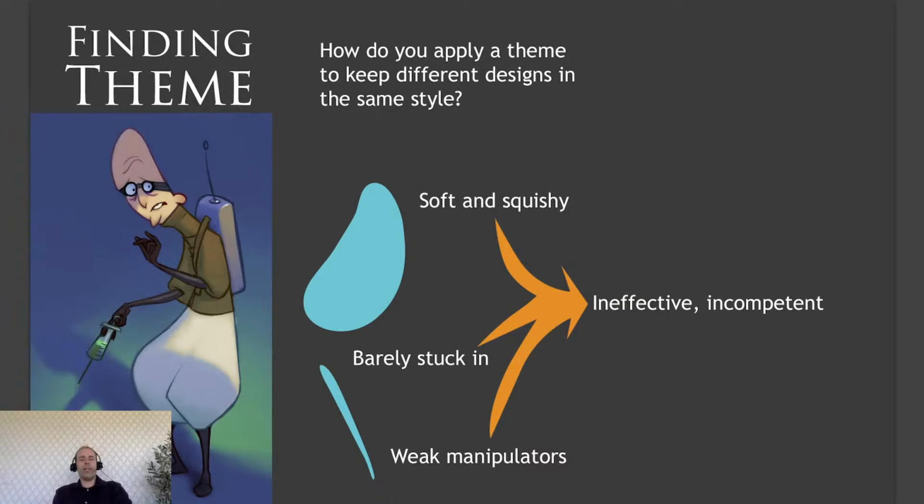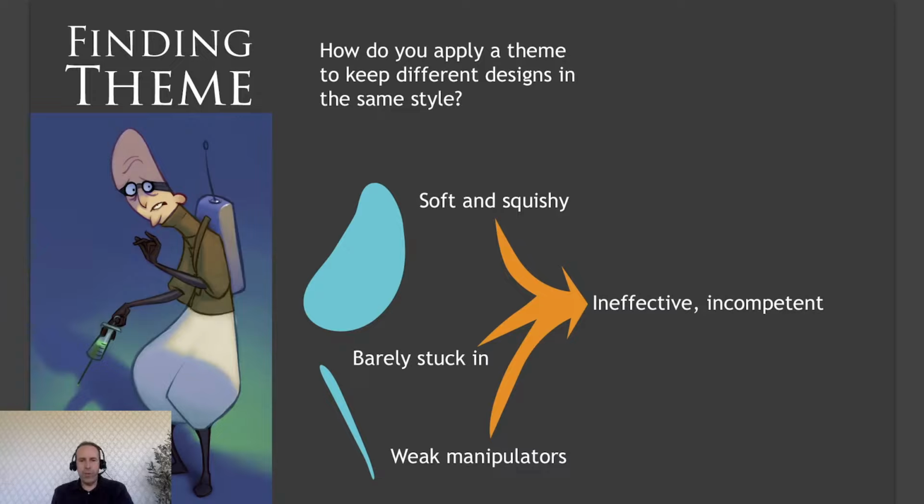One of the qualities that I see with this floppy egg thing is it's soft and squishy. And what's interesting is there are other components, like the asymmetry here, that are pushing the soft and squishy. The barely stuck in thing, of course, we'll look at how that applies. And then the way that it's being used in these designs, these little toothpick things actually make the character feel weak, like he's just not really that good at his job. And so the idea of those being weak manipulators I thought was interesting.